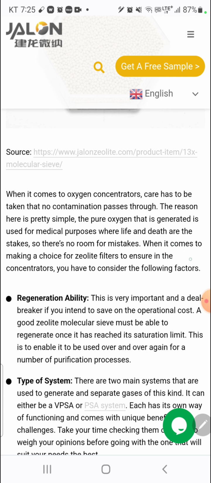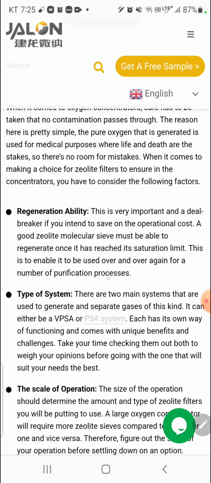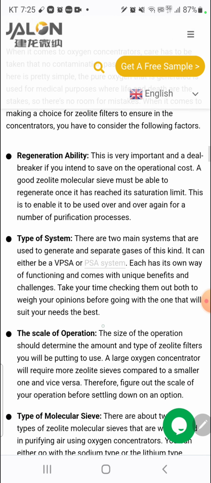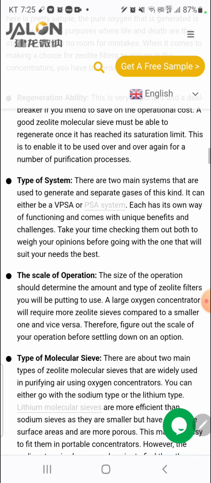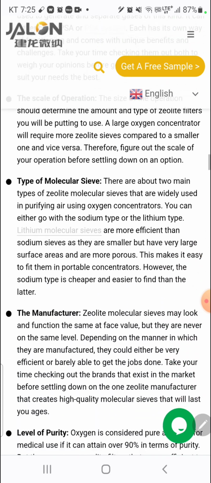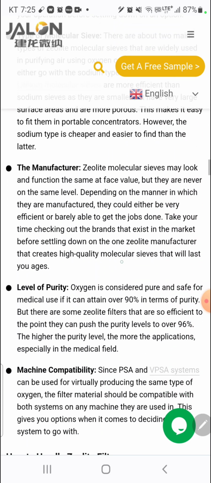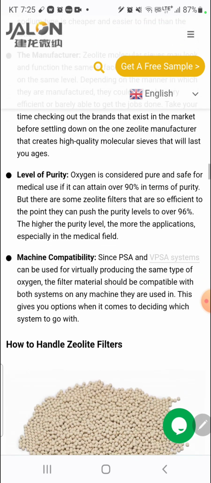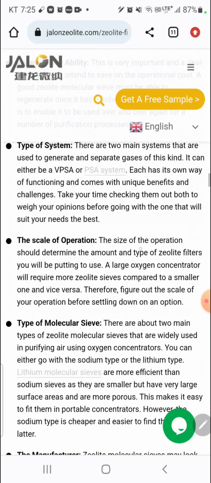When it comes to making a choice for zeolite filters for the concentrators, you have to consider the following factors: regeneration ability, type of system, the scale of operation, type of molecular sieve, the manufacturer, level of purity, machine compatibility.